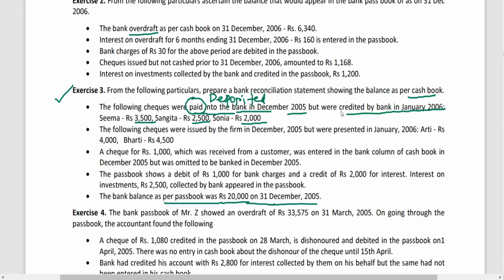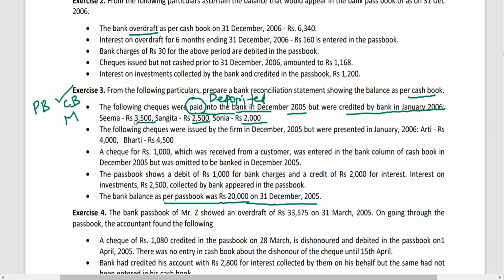Now here the starting point is passbook. Here I am writing passbook and cash book. Come on, tell me. Checks deposited. The moment you deposit, the entry will be there in which book, my dear friends? Cash book. Because passbook they have not recorded. So the moment the checks have been deposited, the entry will be there in cash book. So therefore cash book is showing more. The money you deposit, you make the entry in cash book.